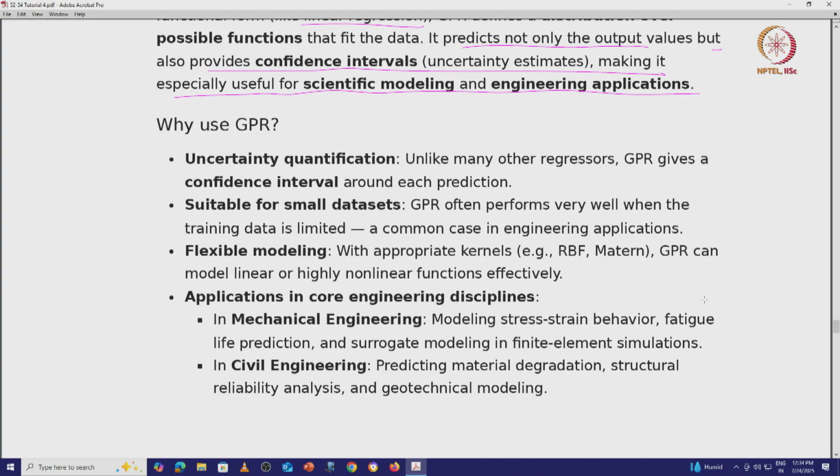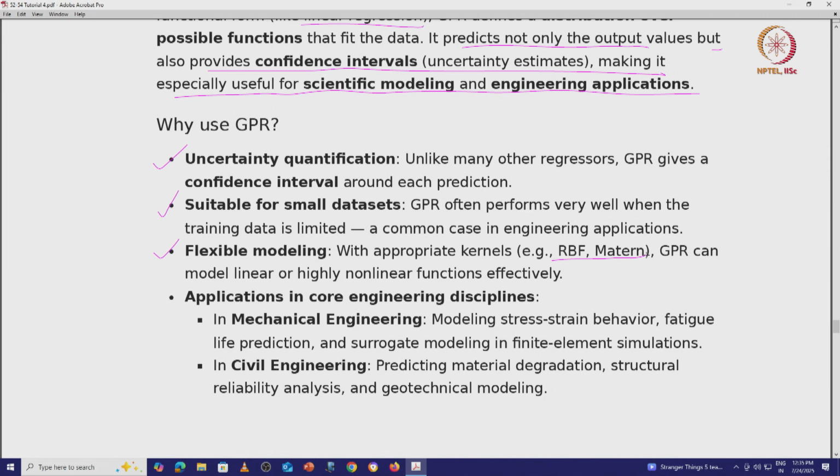So the question is, why use Gaussian process regression? The first thing is uncertainty quantification. Unlike many other regression models, GPR provides a confidence interval around each prediction, which is very useful. It is suitable for smaller data sets. GPR often performs very well when the training data is limited, which is a common case in various engineering domains, and it gives you flexible modeling just like other kernelized methods. You can choose a kernel: RBF, polynomial, linear or Matern kernel, and GPR can model both linear as well as highly nonlinear functions very effectively.